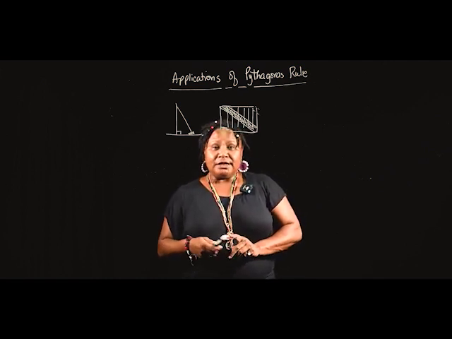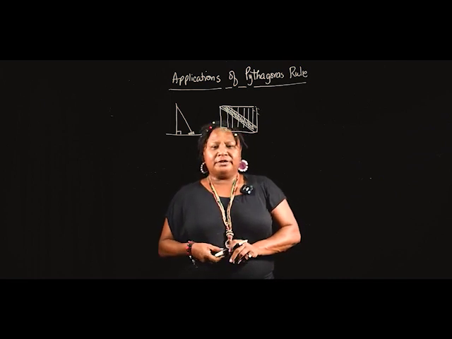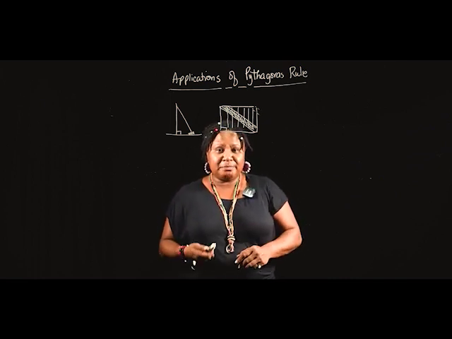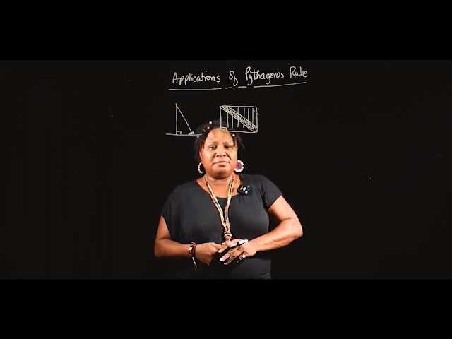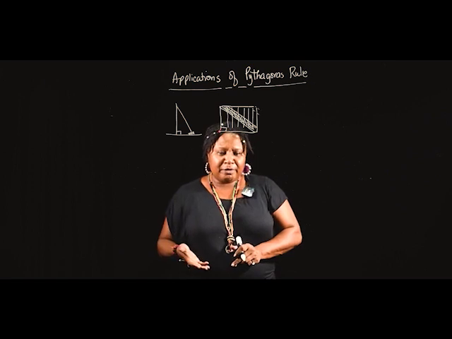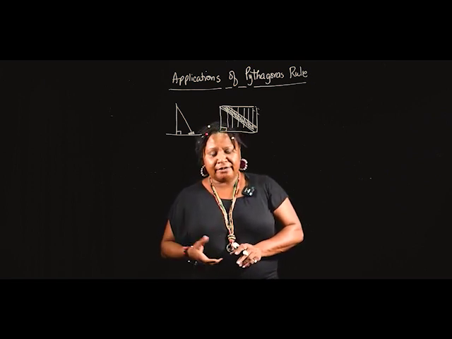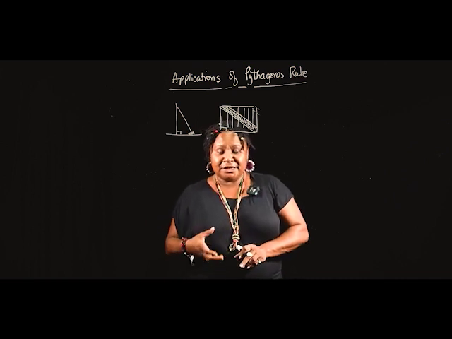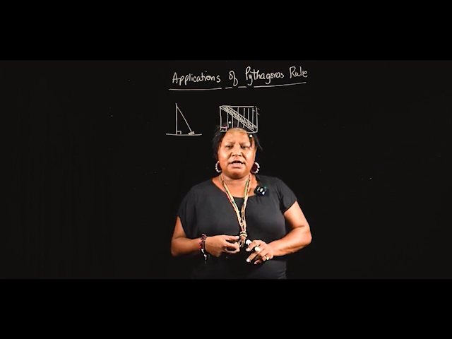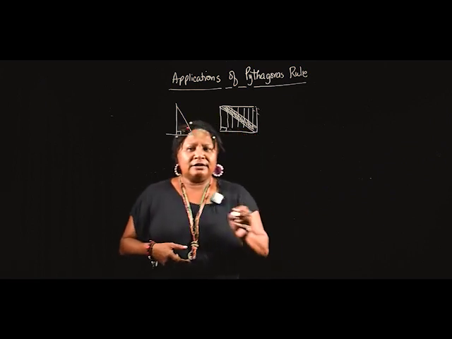Now, sometimes you may be given a composite shape. What's a composite shape? It's a shape that is made up of more than two other shapes. So we can apply Pythagoras if we are asked to find the perimeter of a diagram and some sides in the diagram are missing. I'll put up an example and we have a look at how we can do this.